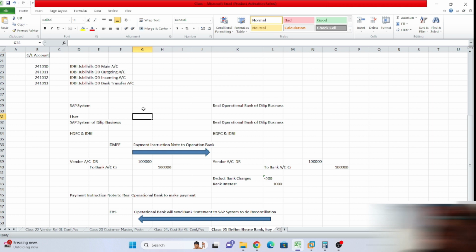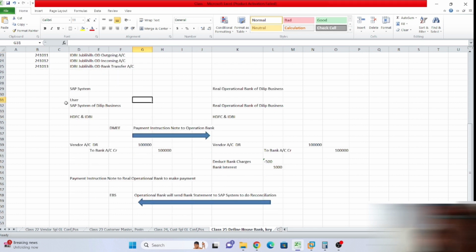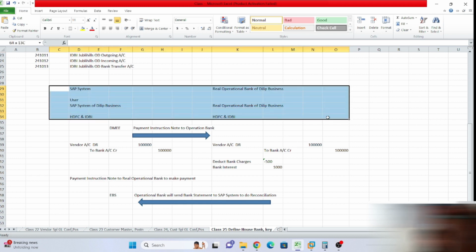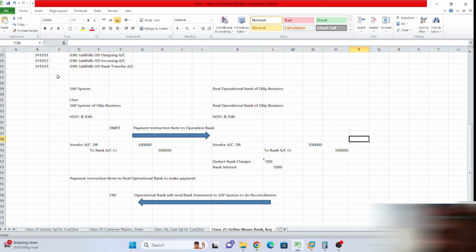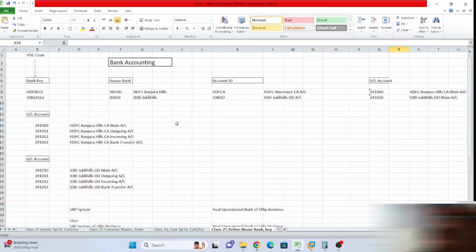It will be deducted from our real operational bank once the payment instruction note has been sent and the bank people make the payment. But from the SAP system it is deducted. That is correct. They will try to confuse you, so even if they ask an incomplete question, we need to take that question in a good way and answer like this. Completely, yes, correct.